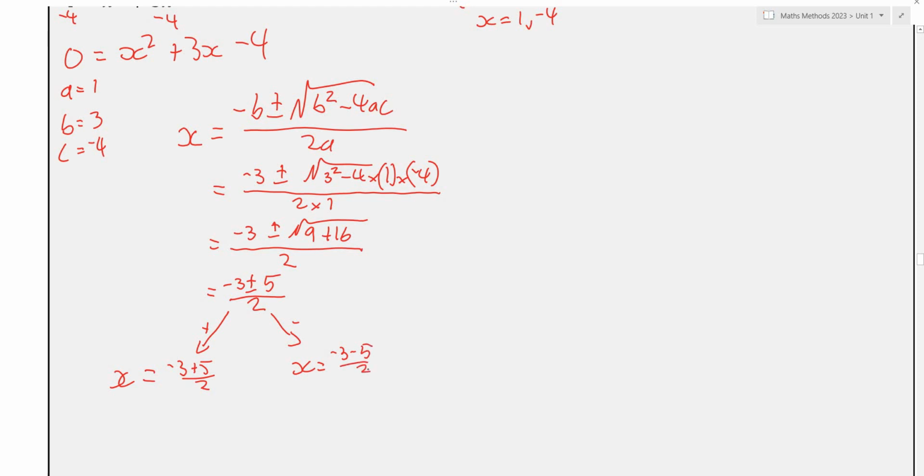Okay, what's negative 3 plus 5? 2. And what's 2 divided by 2? 1. So my first answer is x equals 1. 5 squared. Oh, that's not squared. That's a divide by 2 on the line above.